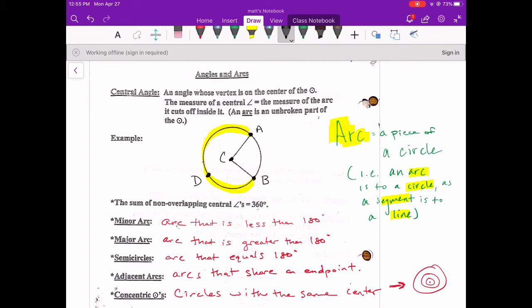That's their measurements. And that's kind of what this is talking about with the sum of non-overlapping central angles equals 360 degrees. Notice that none of the arcs that I was just talking about included the letter C. C is the center of the circle, and it's on the interior of the circle. Arcs are the circle, so they have to be points on the circle. C is on the inside, so not actually on the circle.